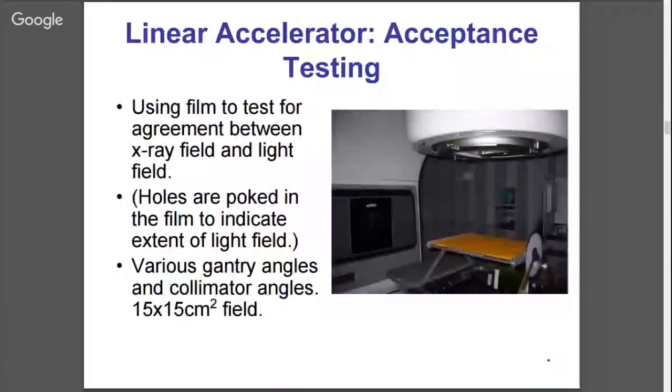So here we see that, again, we're using that same device that we used for checking the light field. Now we've just put the film on it. And you can see here we're actually using radiographic film, so the film is light tight inside the envelope. But we can do this these days with radiochromic film. We can mark the film to show the edges of the light field, irradiate the film, and then we can check the alignment of the light field and the radiation field on the film when we scan it. And we can do this for various gantry angles, collimator angles. Remember the collimator rotates as well, and field sizes.